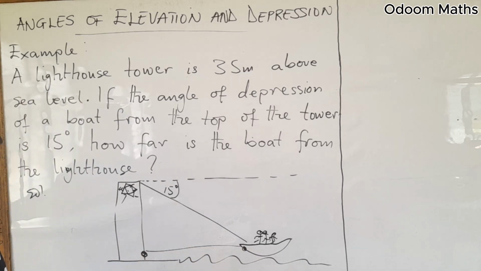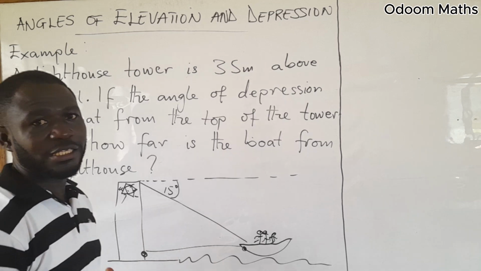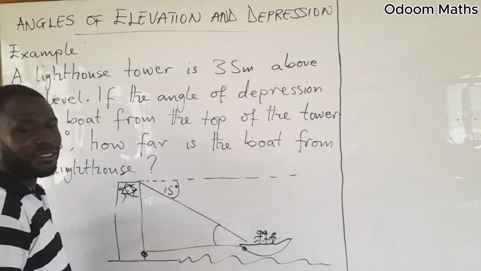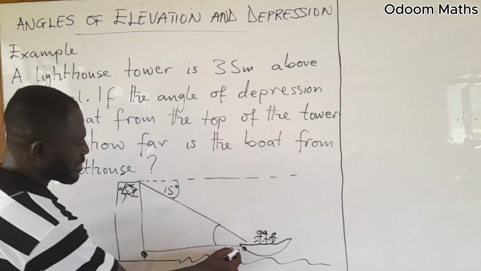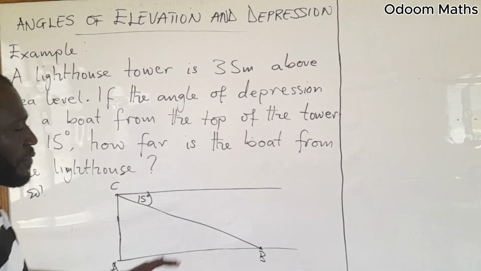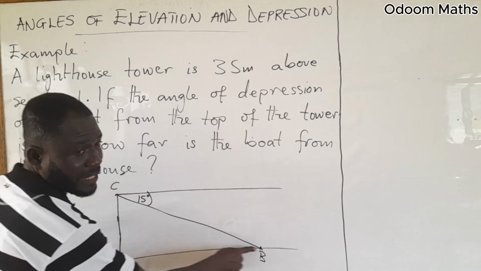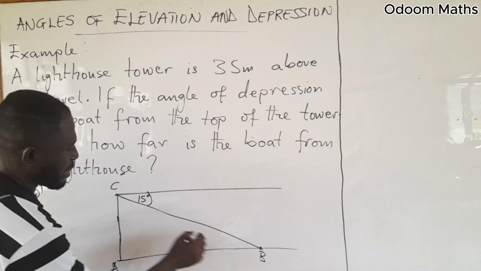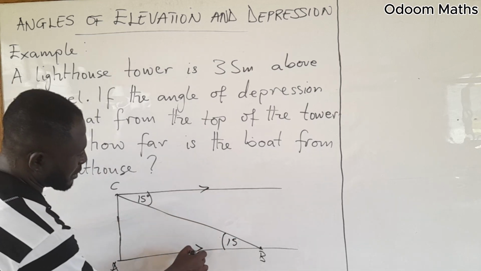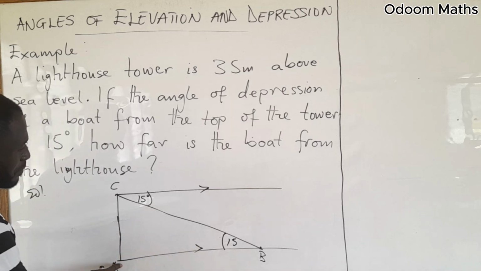I can draw this in the form of a triangle. We should also know that the angle formed here is an alternate angle to this one, so if this is 15 degrees, the angle here is also 15 degrees. I've redrawn this. This is the horizontal line to the eye, and this is the line of sight. This angle here is the same angle, that is, alternate angles. These two lines are parallel, so the angle here should be equal to this one. Now we are told to find the distance from this point to this point.